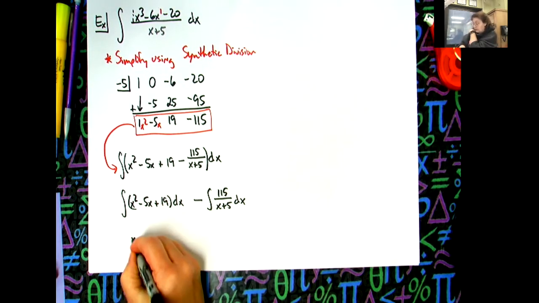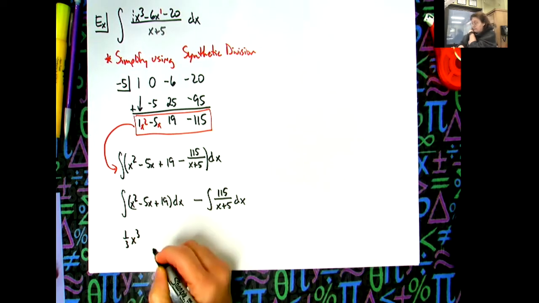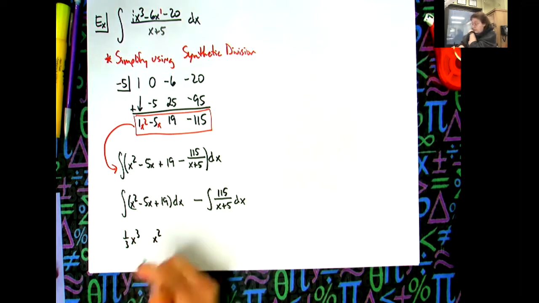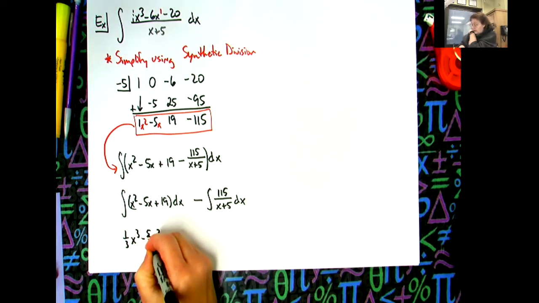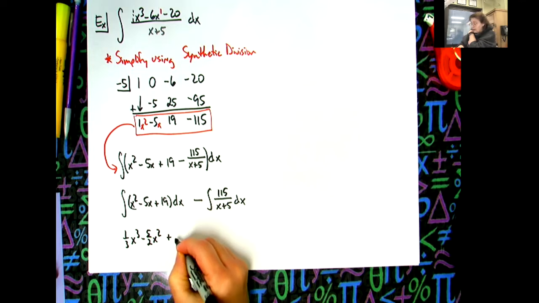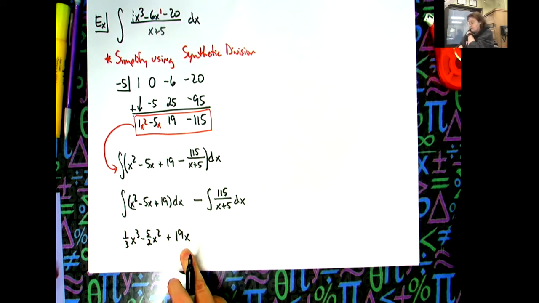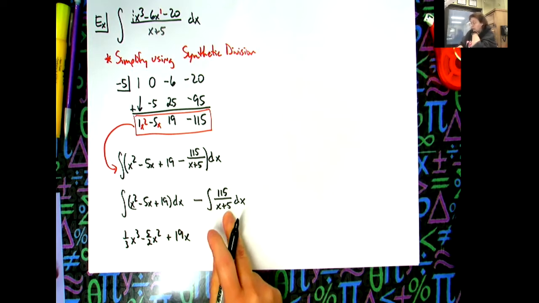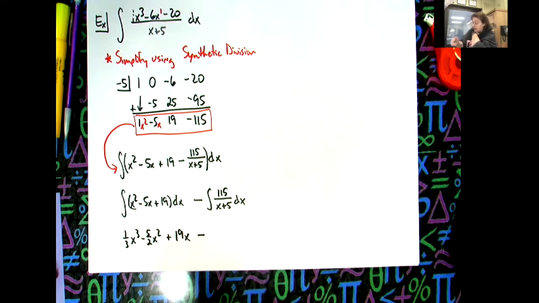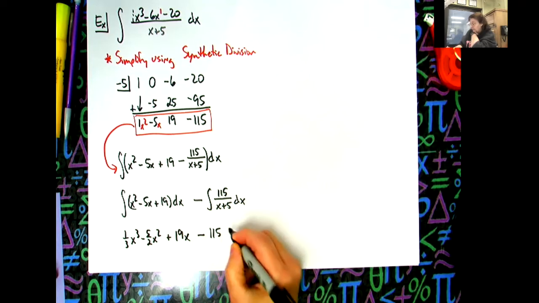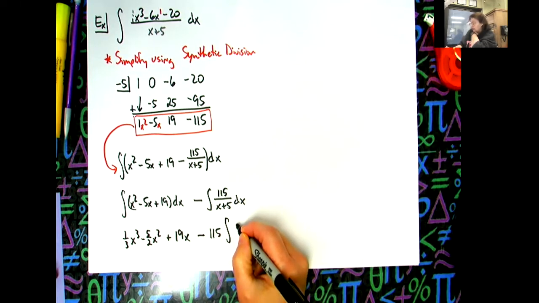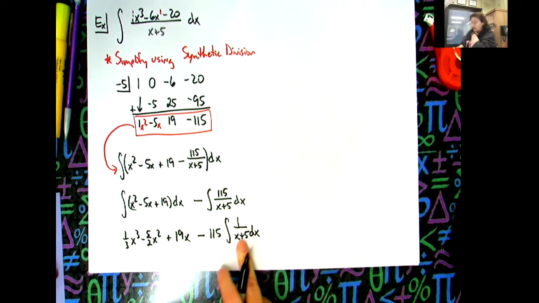So that'll be x to the third, 1/3. This will be x squared, and then put the 2 over, so it'll be a minus 5 halves. And then that'll be 19x. So this part of the problem is straight, like we've always done. Now here, what do I want to do? I want to pull out that 115. I want to then have the integral of 1 over x plus 5 dx. Now this is where I can use the new stuff.